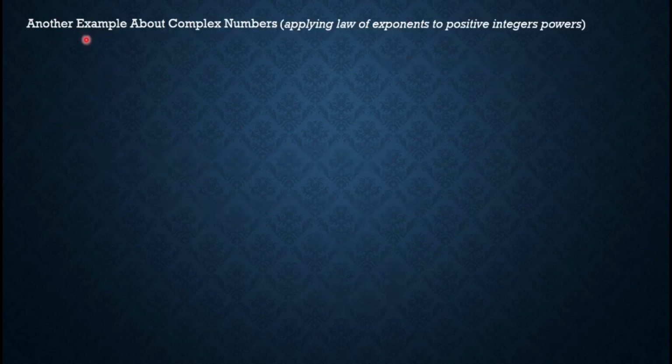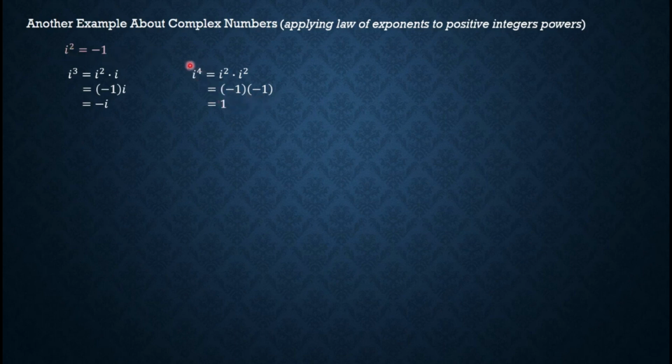Another example about complex numbers, applying the law of exponents to positive integers. Remember that i squared is equal to negative 1, or i is equal to the square root of negative 1. So i cubed is equal to i squared times i, where i squared is negative 1. So i cubed is equal to negative i. Now i to the power 4 is i squared times i squared. Remember i squared is equal to negative 1, so negative 1 times negative 1 equals 1.